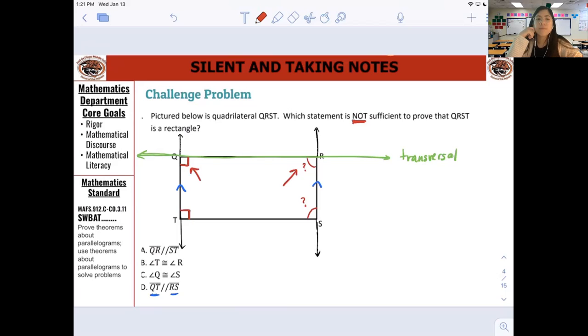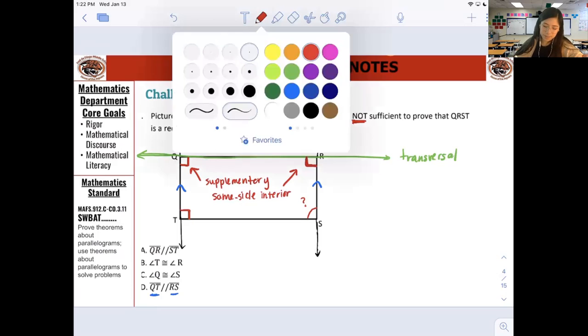Wouldn't they add up to 180? Yeah, these are supplementary because they are same side interior angles. And so if we know that one of them is 90 degrees, what does the other one have to be? The other one would also be 90. Miss, I forgot how to subtract for a second. They have to add up to 180, right? So that one has to be 90.